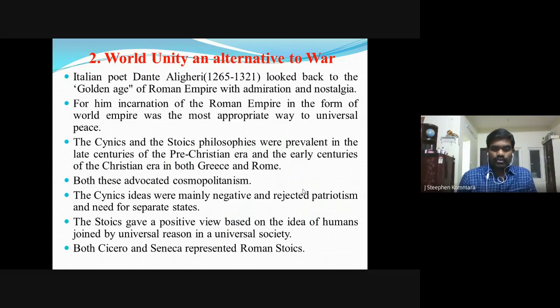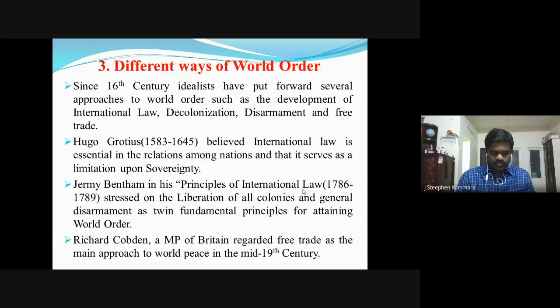So anyway, both Cicero and Seneca represented Roman Stoics. There are two persons, Cicero and Seneca. They represented Roman Stoics. Okay, and another one, the third one, is different ways of world order. Since the 16th century, idealists have put forward several approaches to world order, such as the development of international law, decolonization, disarmament, and free trade. So, different ways of world order.